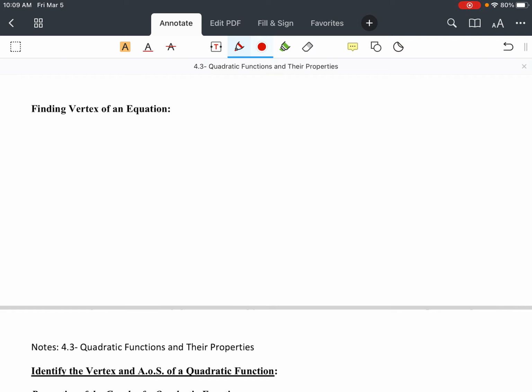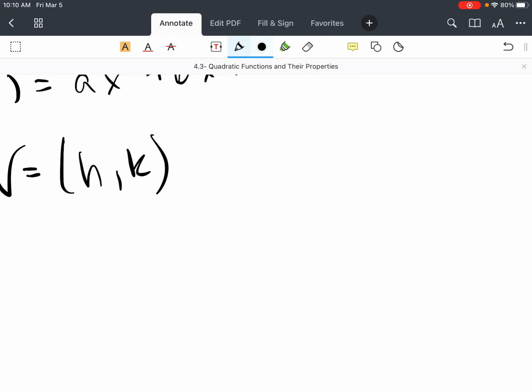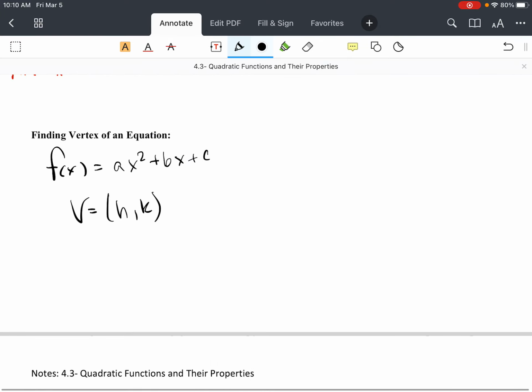All right, so finding the vertex of an equation. We're going to start with our function. We've got f(x) = ax² + bx + c. This is the function that we're talking about. You can find it. So your vertex is equal to (h, k). Usually we use h and k for our center point, so we're going to call our vertex our center.